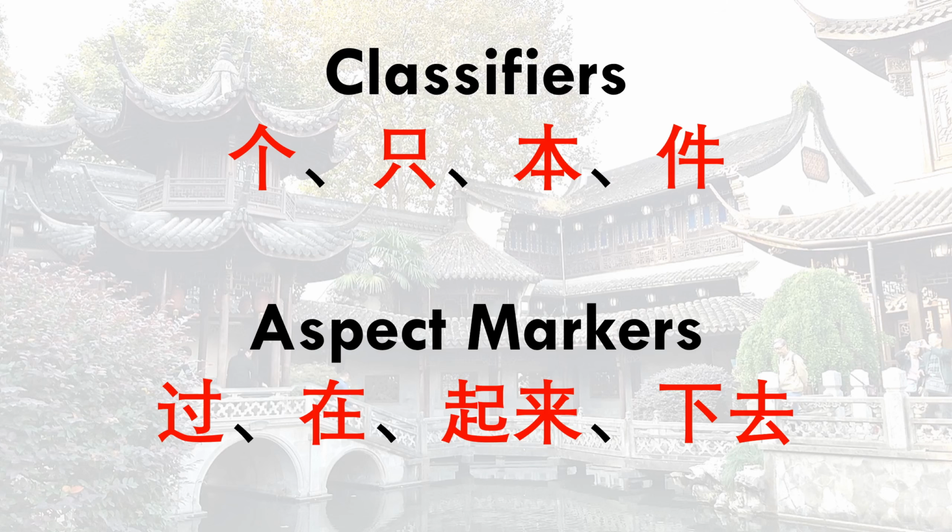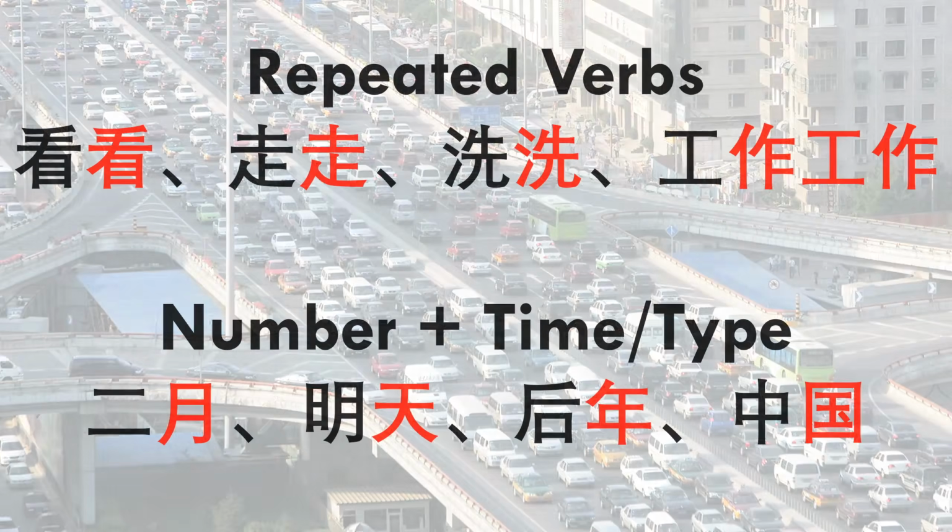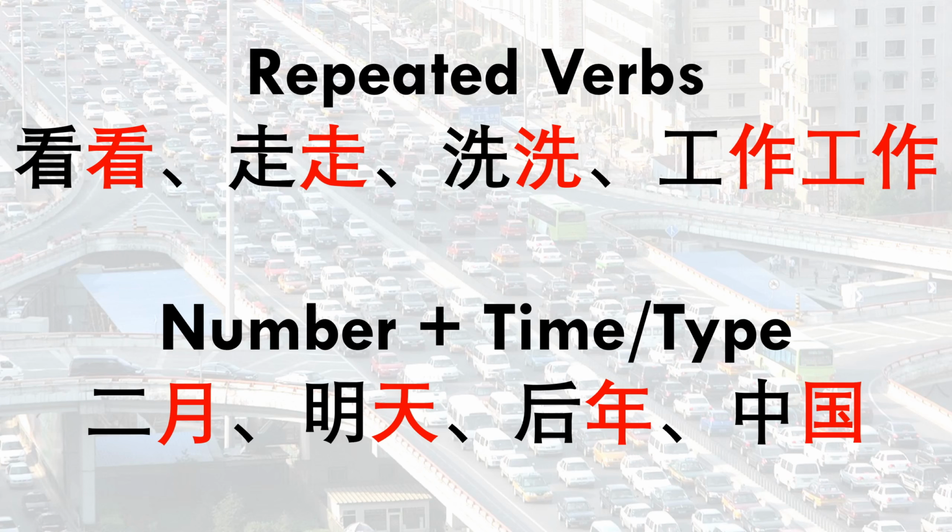So these are the aspect markers like 过, 在, 起来, 下去. Now, I'm saying them as if they were standalone words, but actually in speech you would unstress them. So 我吃过饭了. I've eaten food already. I'm not saying 我吃过饭了. That's fourth tone. So 我吃过饭了 instead of 我吃过饭了. You hear the difference?